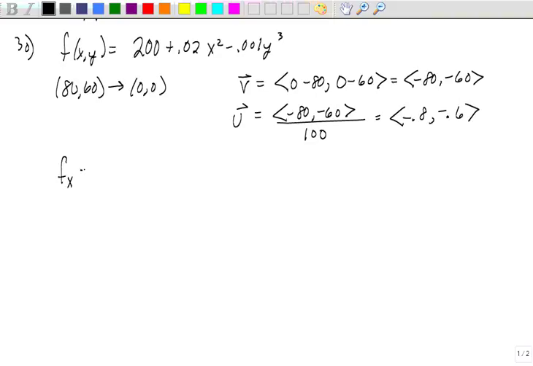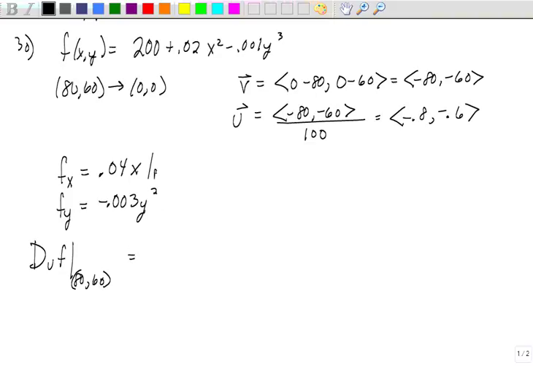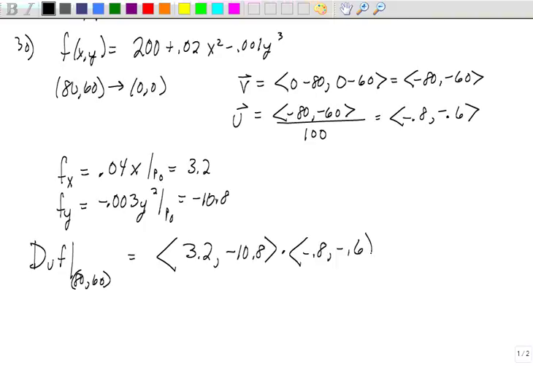Now the partial of f with respect to x is 0.04x, and with respect to y it's -0.003y squared. So the directional derivative at the point (80, 60): at that point this is going to be 3.2, and this is going to be -10.8. So it's the gradient dotted with the unit vector, which is 3.92. Now what does that mean?